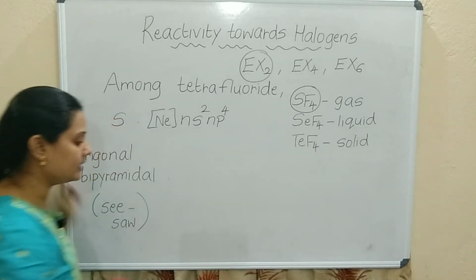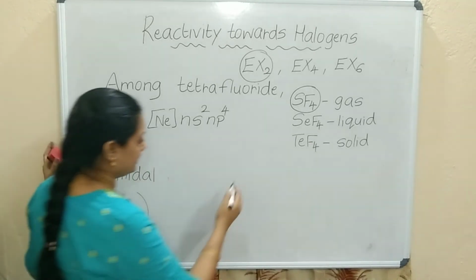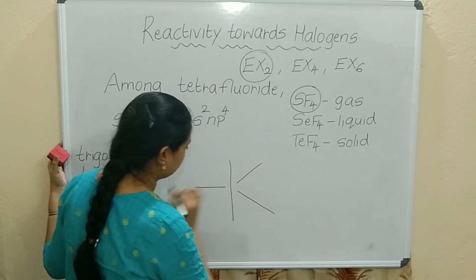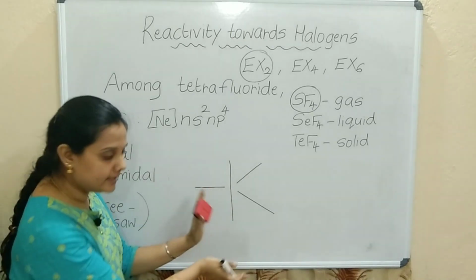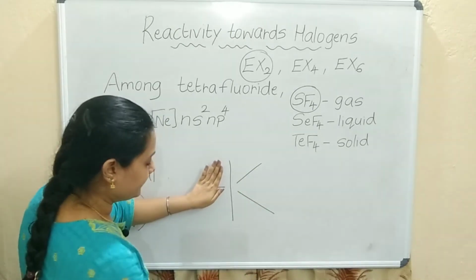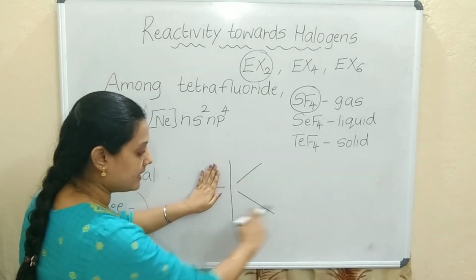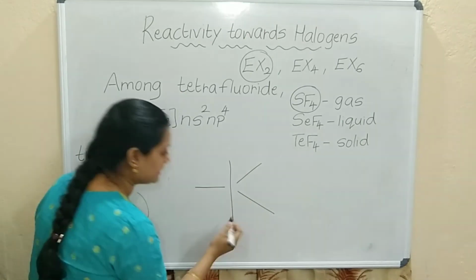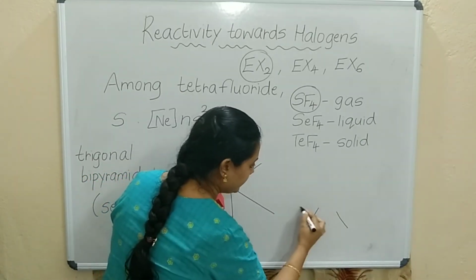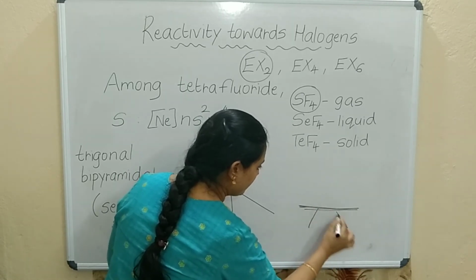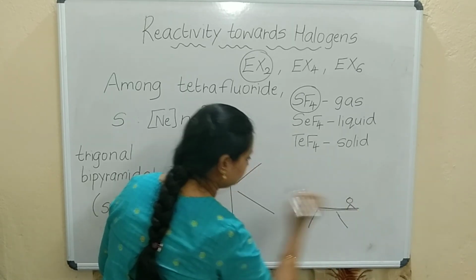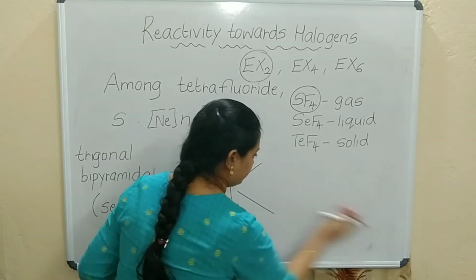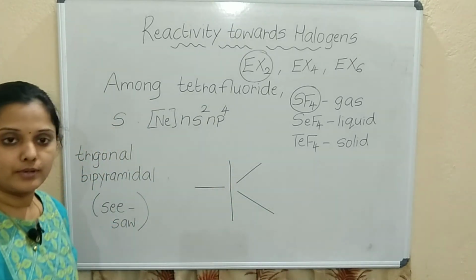Sp3D is the hybridization. Seesaw structure, it will be like this. I'm just drawing it. Okay, seesaw, I have just tilted it. If you check this part alone, it looks like a seesaw, correct? This is the stand and this is the plank on which 2 kids will be sitting. Correct? So that is like a seesaw, or trigonal bipyramidal also you can say.